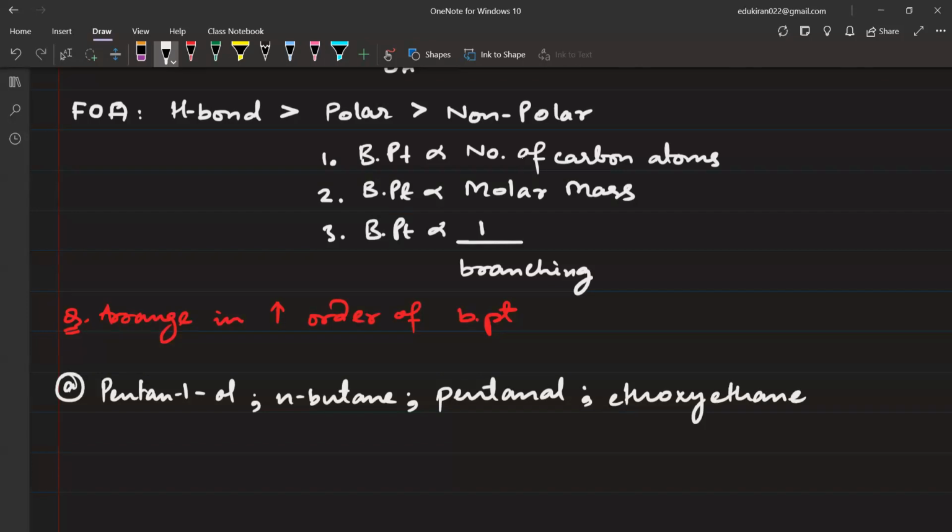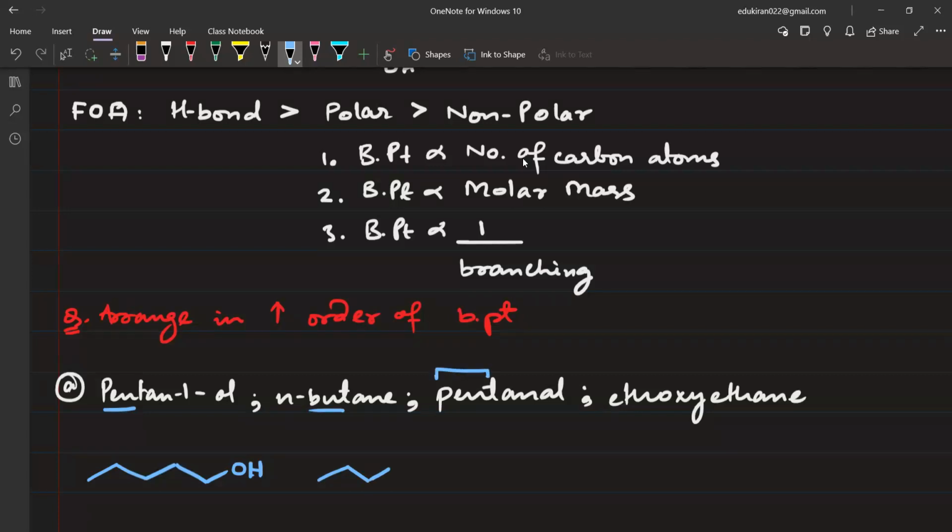How to go from structure to name? Identify the parent carbon chains. Parent here is pent. So make pent 1, 2, 3, 4, and 5. It is saying 1 ol, so the terminal carbon will get OH. So carbon 1, terminal, will get OH. Then you have N-butane. N-butane means only 4 carbon atoms. 1, 2, 3, 4. Then you have pentanal.